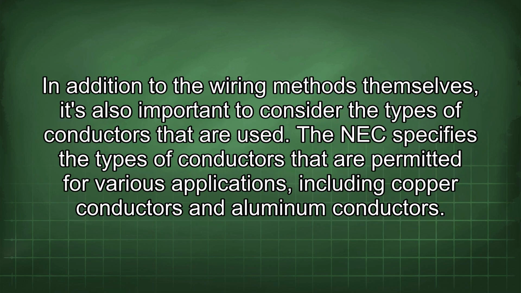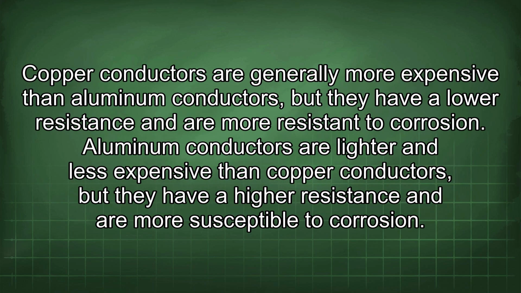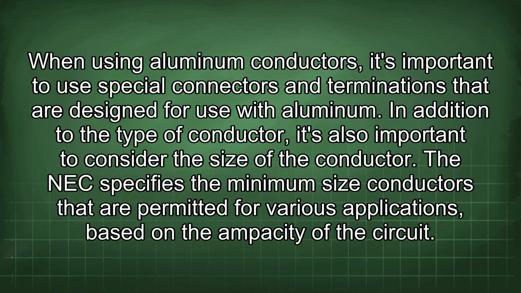In addition to the wiring methods themselves, it's also important to consider the types of conductors that are used. The NEC specifies the types of conductors that are permitted for various applications, including copper conductors and aluminum conductors. Copper conductors are generally more expensive than aluminum conductors, but they have a lower resistance and are more resistant to corrosion. Aluminum conductors are lighter and less expensive than copper conductors, but they have a higher resistance and are more susceptible to corrosion.